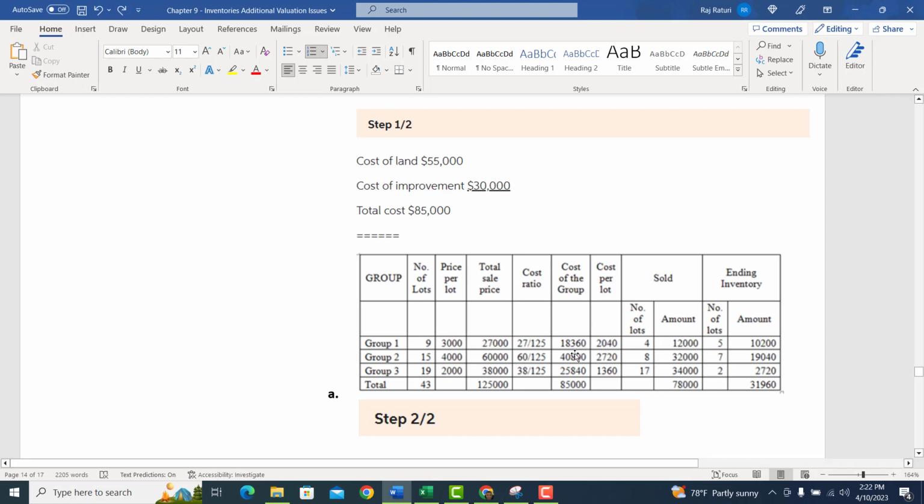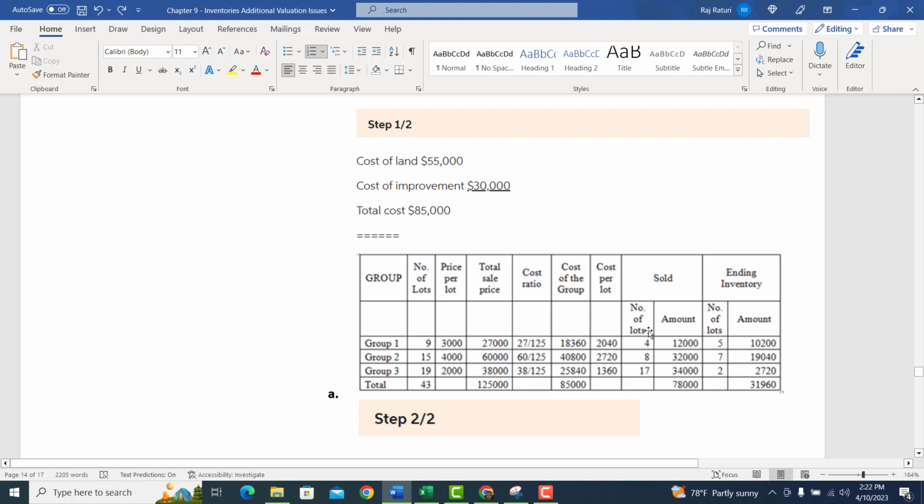So the cost of the group is given to us, and it's different because this is already kind of broken up. It's not consistently portrayed, but we still get our cost per lot by taking this number and dividing it by the number of lots. Now I have how many are sold, and the value of that amount.